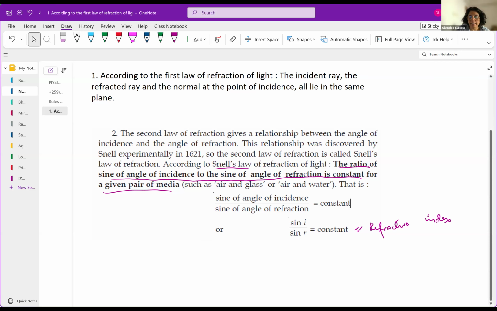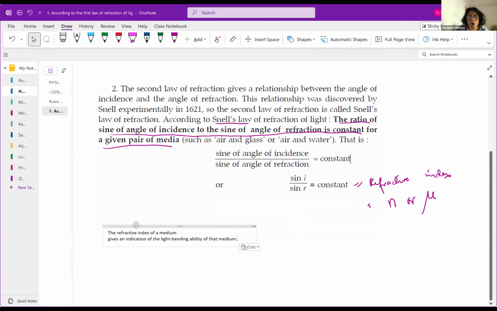So this sin i by sin r is a constant which is called the refractive index of a medium. This refractive index of a medium is denoted either by n or mu. Some books it's mu, some books it's n. Because refractive index is a ratio, it will have no unit. So what does the refractive index mean? The refractive index means how much the light will bend, it gives that capability of that medium.